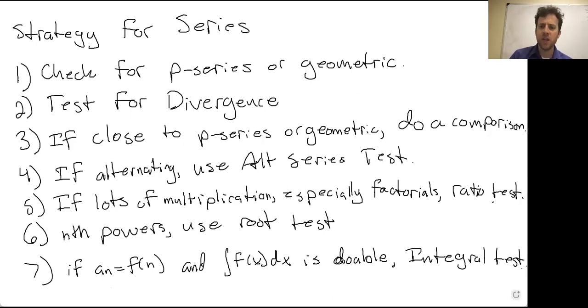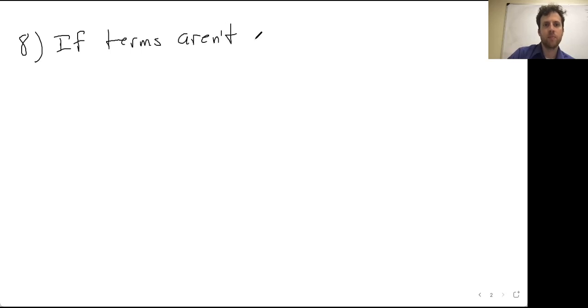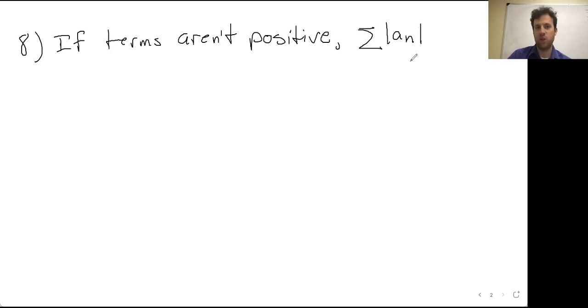There are also some other things that we've talked about. If the terms aren't positive, then maybe put absolute values on and check if it converges absolutely. That can be something. Maybe it's telescoping.